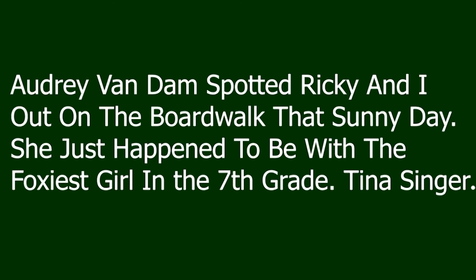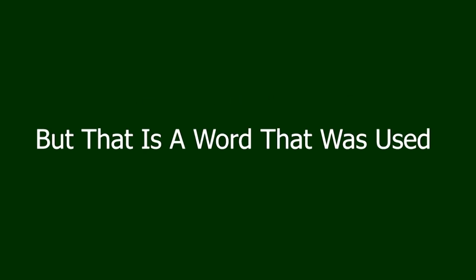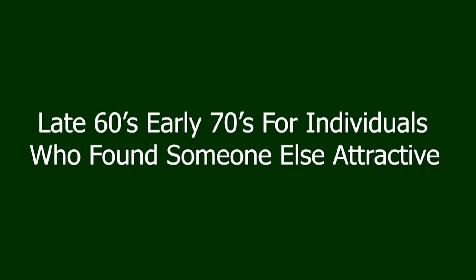History 2 course. And a teenager in '72, this student wrote, and this is creative fiction, "Audrey Van Dams spotted Ricky and I out on the boardwalk that sunny day. She just happened to be with the foxiest girl in the 7th grade, Tina Singer." Now I realize, foxy is one of the stupidest adjectives known to mankind. But that is a word that was used back in the late 60s, early 70s for individuals who found someone else attractive. And they sourced this through a slang book of that time period.